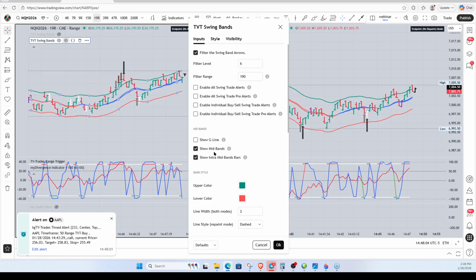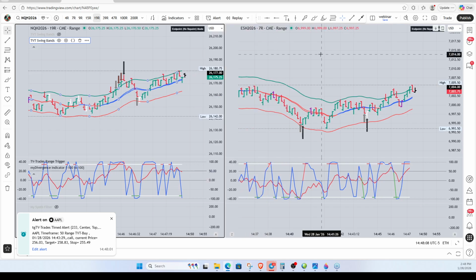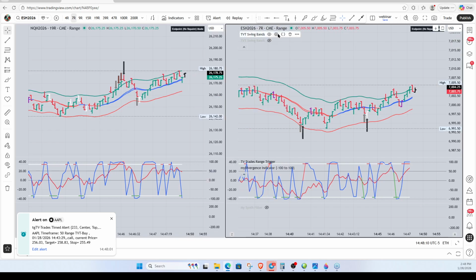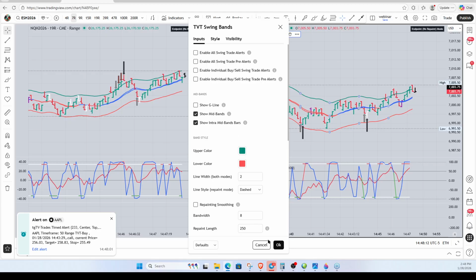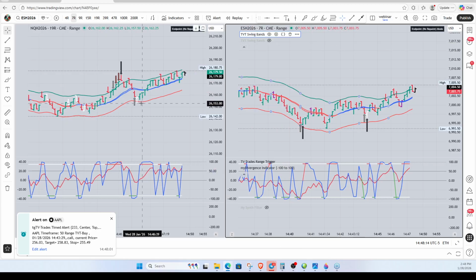Okay, you turn them on right here. This is inside the swing bands. All right, the swing bands that are out there right now that you guys all have access to. It's right in there. And you can see those work out really well.